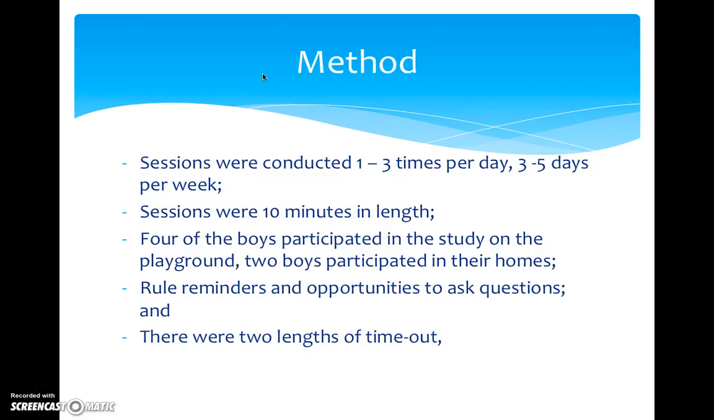There were 2 lengths of timeout. There was a 4-minute timeout. So before the start of a session, participants were told if they broke any of the rules, they would be sent to timeout for 4 minutes, no matter how quickly they got there. Then there was the 1 to 4 minute timeout. Before the start of the session, participants were told if they broke any of the rules, they would be sent to timeout for 4 minutes, but if they went to timeout straight away or made it to timeout within 10 seconds or less without any assistance, then they would only have to stay for 1 minute.